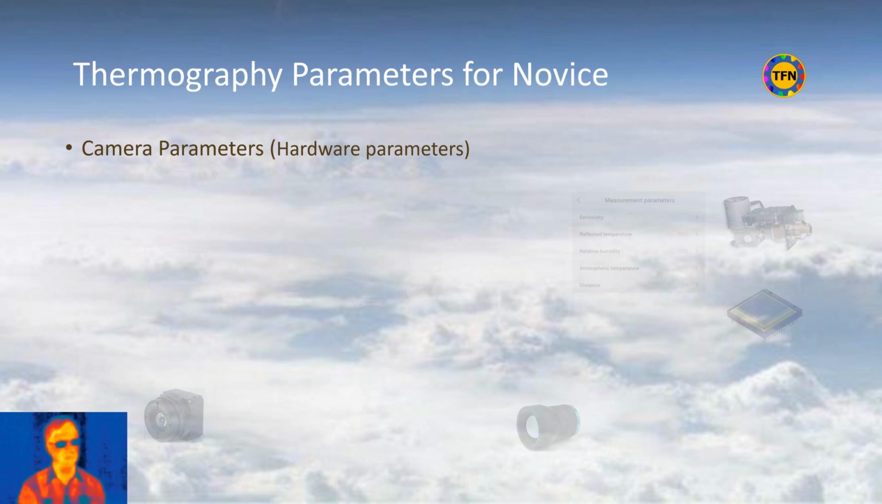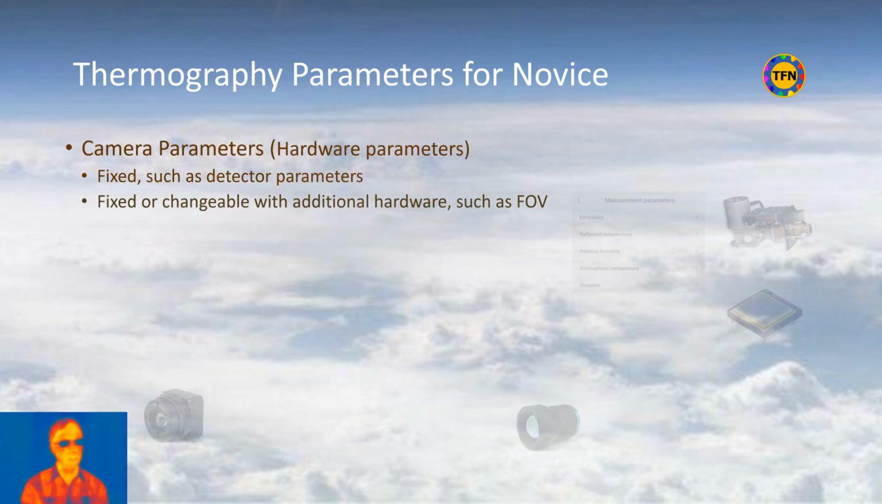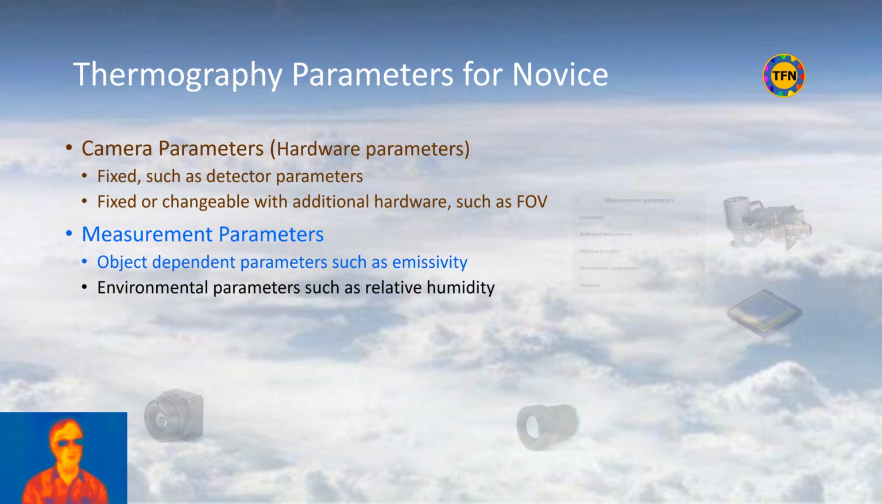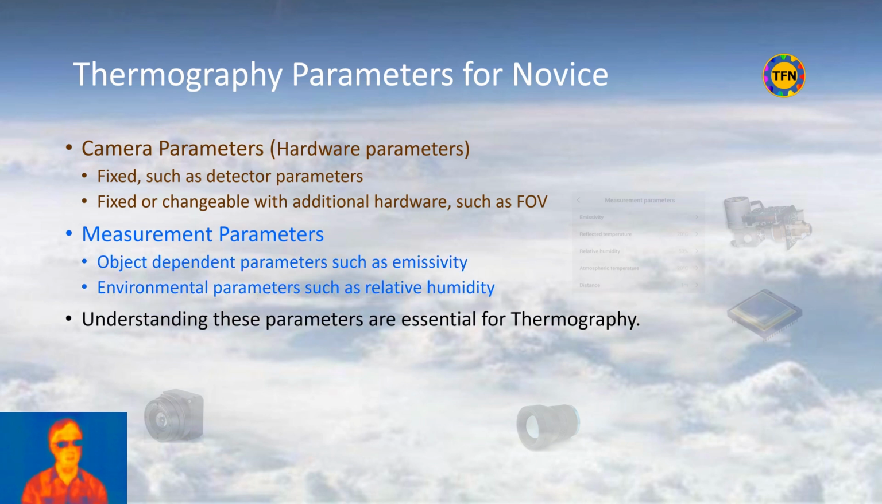Camera parameters are determined by the camera hardware, and most of them are fixed and some are changeable only with extra accessories. However, measurement parameters are constantly changing depending on the target materials, shapes, size, atmospheric condition, environment surrounding the target, angle of view, and distance. We need to understand how these parameters influence the temperature measurement accuracy.